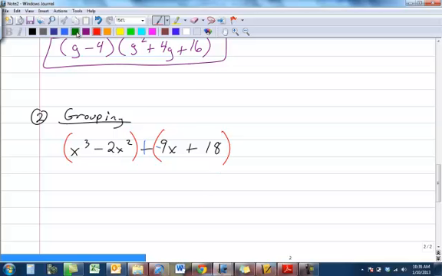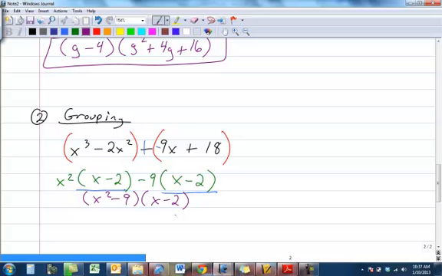Then you go to each group and you GCF each group. x cubed minus 2x squared, what comes out? x squared comes out. You're left with x minus 2. What can come out of this one? You got negative 9x plus 18. Actually, we're going to pull out a negative 9, and we're left with x minus 2. Now look what's happening here. We got x squared times this, minus 9 times this. So this becomes x squared minus 9 times x minus 2. All right? So that is how you factor by grouping.